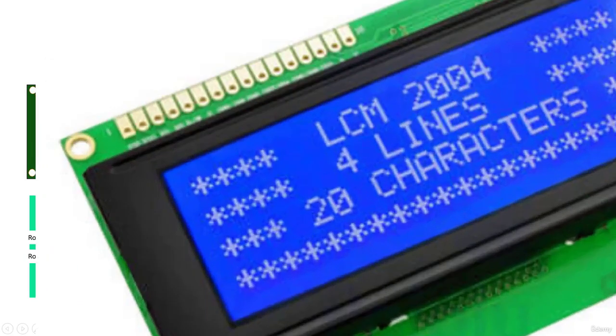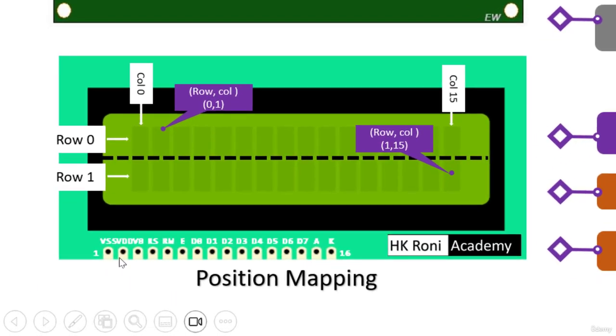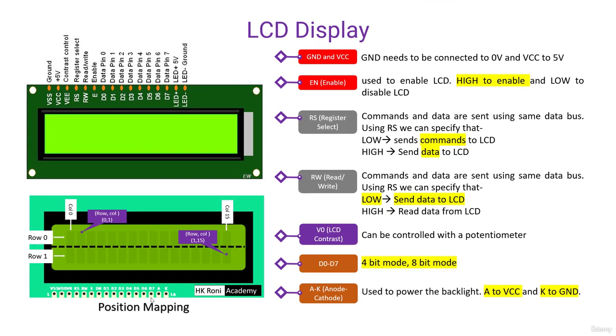Now, when you are dealing with an LCD, there will be several pins. Like here you can see, it has 1 to 16, total 16 pins. And when you are using an LCD module, you'll have to configure them. Before going ahead, let us take a brief idea of these pins.